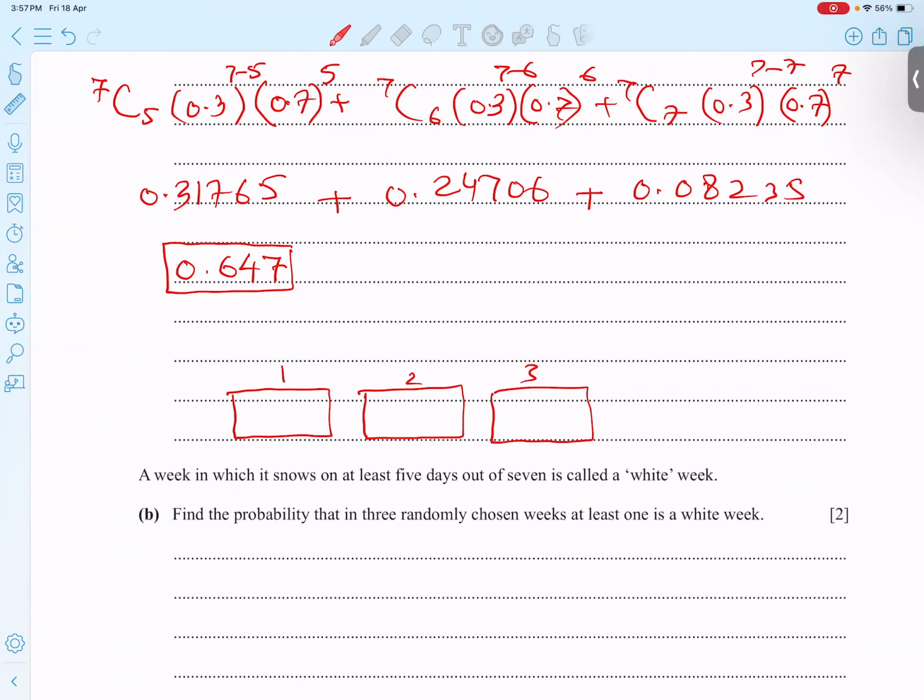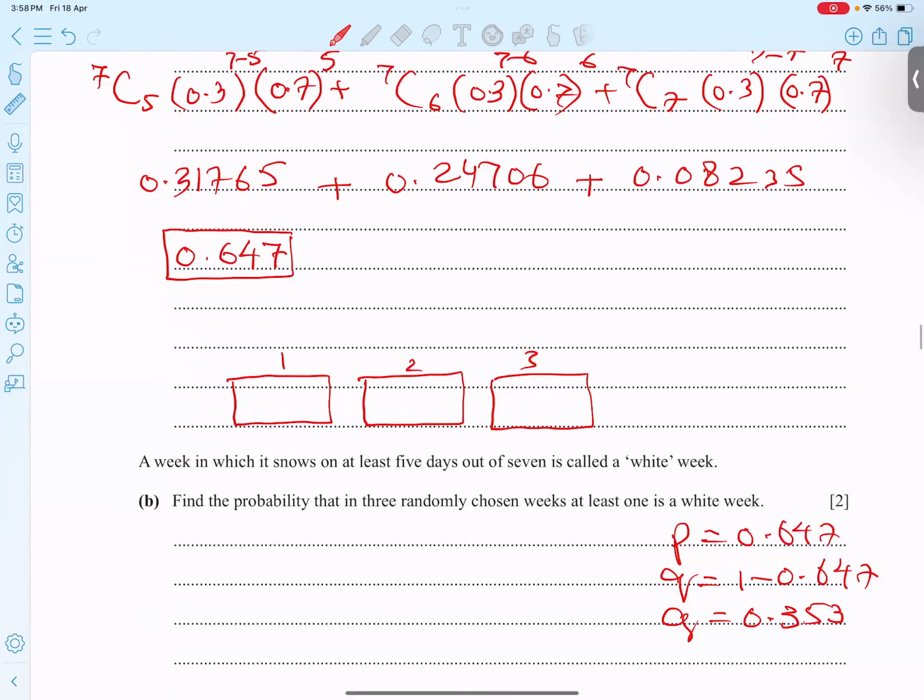And he's saying this probability P remains the same, so I will take P as 0.647. And what is Q? Naturally, 1 minus 0.647, so Q turns out to be 0.353, and n is naturally 3. You can see 3 weeks are taken, and we want at least 1 week. What does at least 1 week mean? It means the R value is 1 and above.